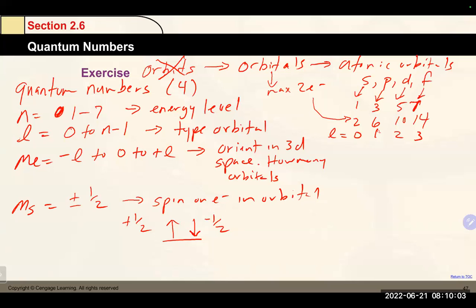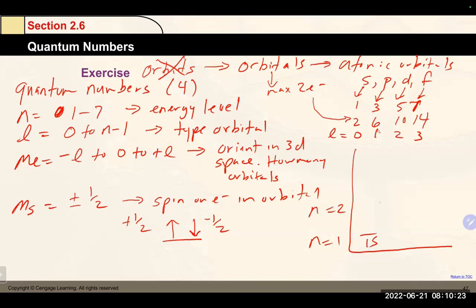The quantum numbers are the basis of electron configuration and why we say there's only an s orbital on the first energy level, and what orbitals we do see. So on that one, we have just a 1s orbital on the first energy level.